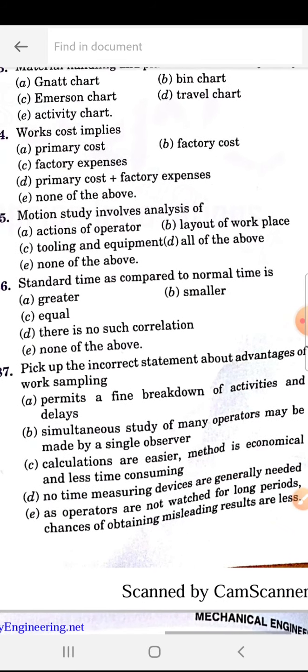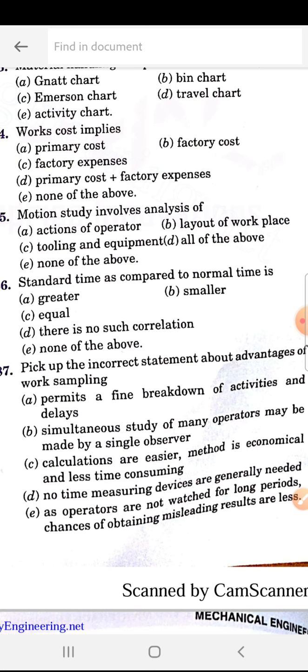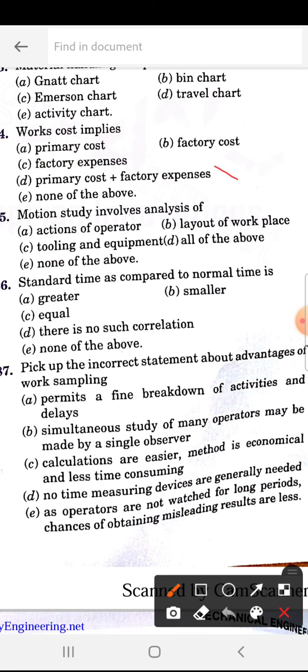Next, work cost implies... that is 84 is D. Primary cost plus factory expenses. Motion study involves the analysis of, 85, actions of operator. Motion study involves the analysis of actions of operator.